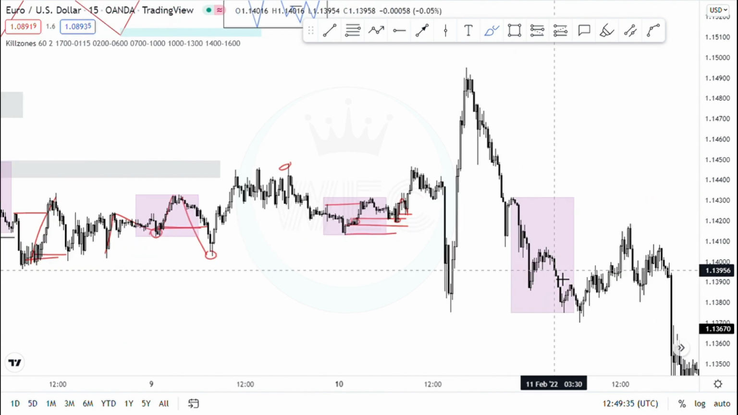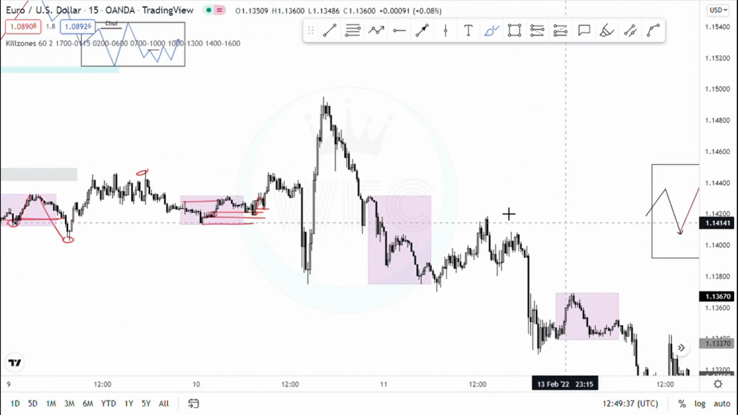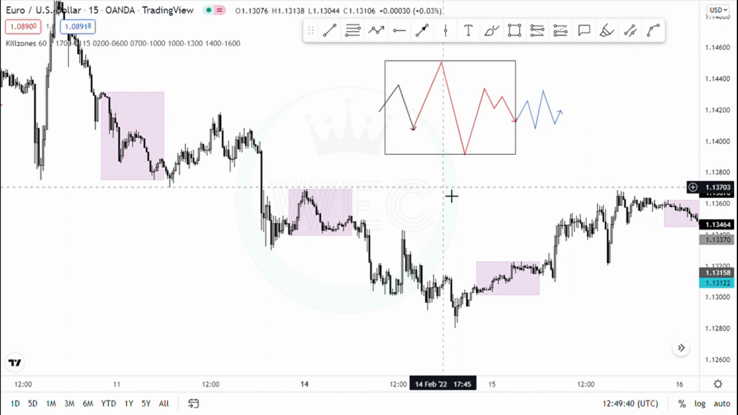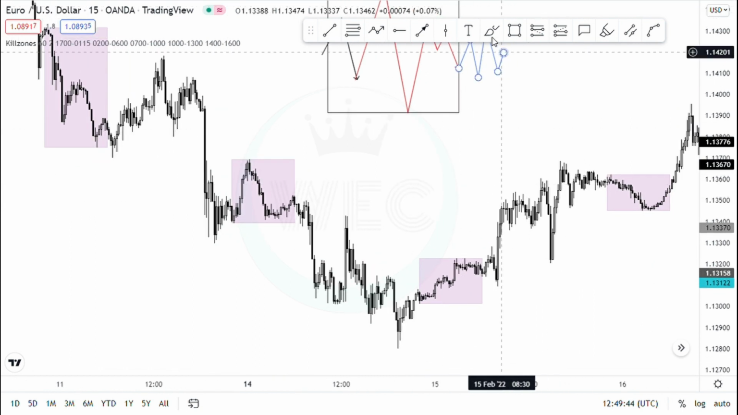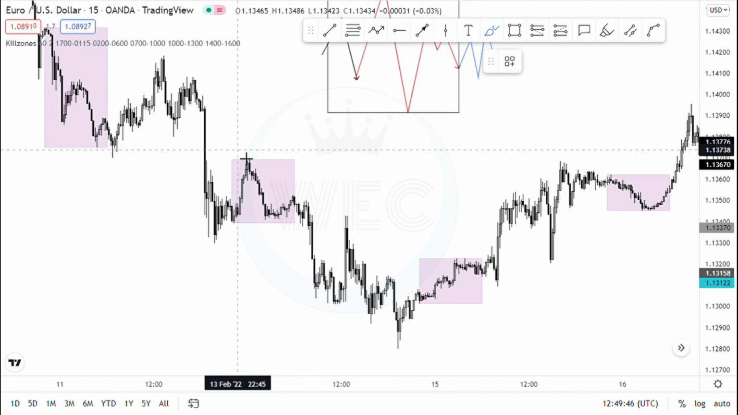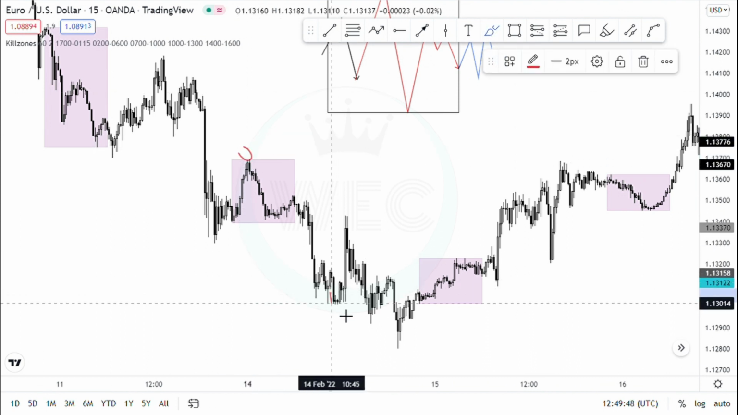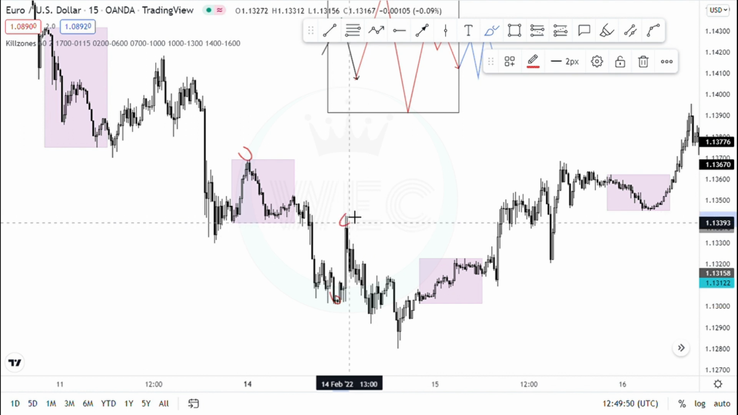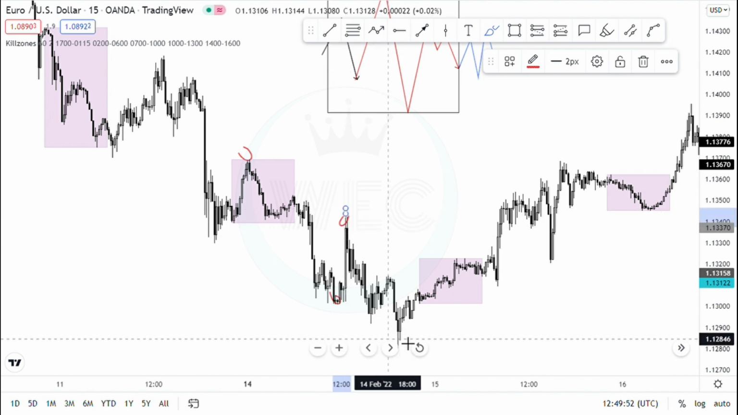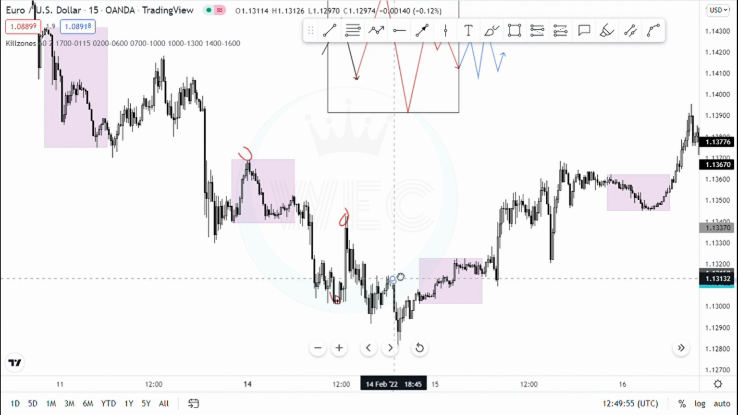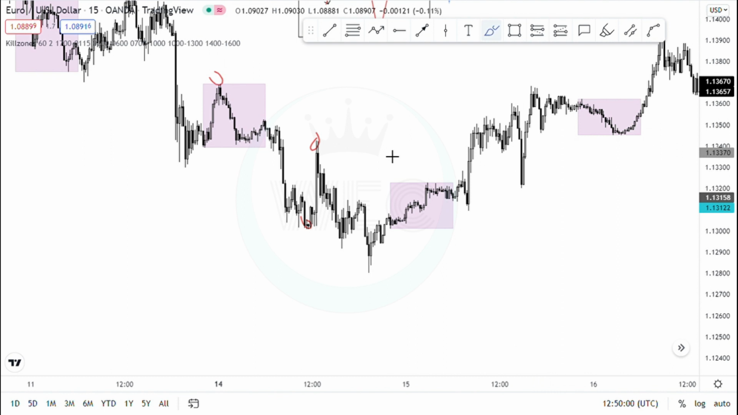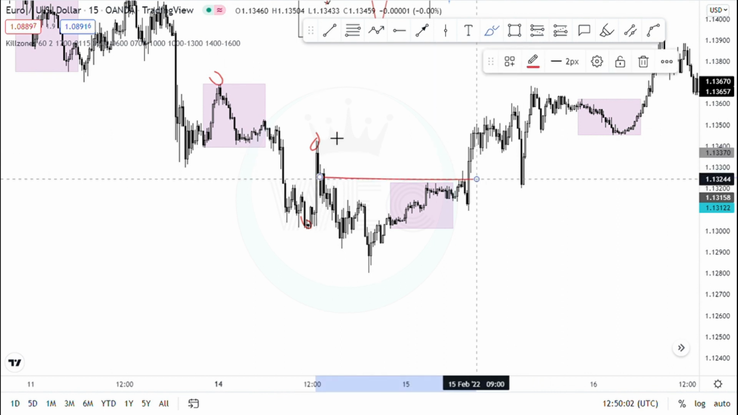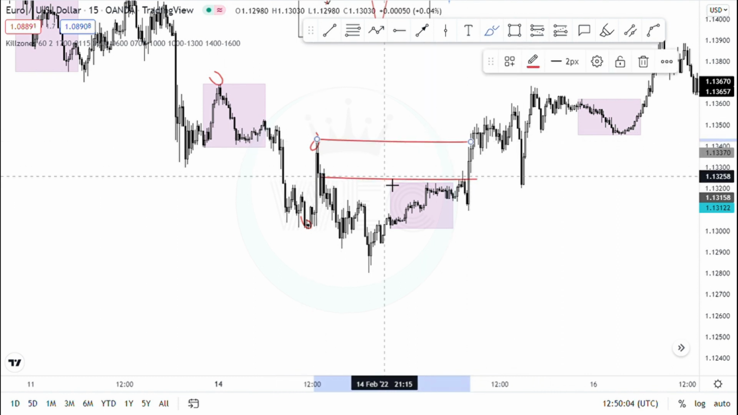So another example, let's see another example. So in here also, what do we see? We see price making lower highs and lower lows. Okay, lower highs and lower lows. So we see price making that, and we are looking forward to do what? To sell from this range, from that supply zone or that order block.